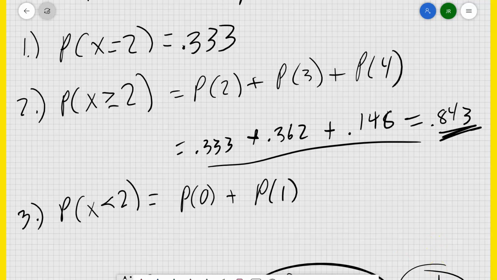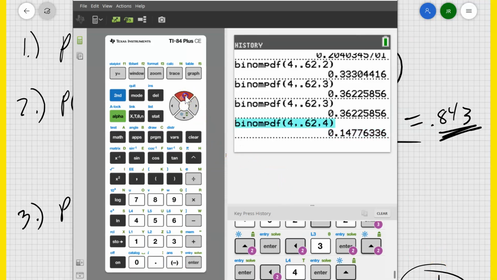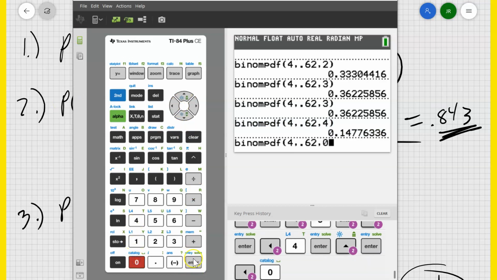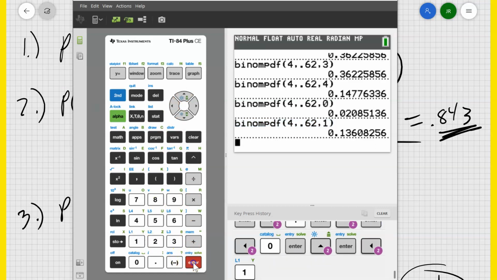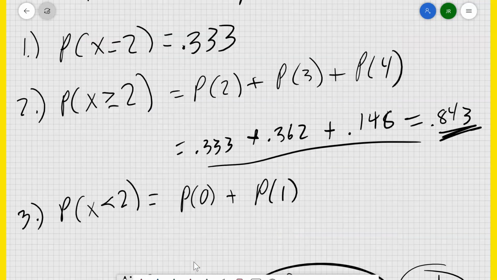So I'm going to go to my calculator. I'm going to do the same thing I did before, except I'm going to change X to a 0 and a 1. So 0 and 1. And I'm going to add those 2 together. I'm going to add the 0.0208 with the 0.136 to get the final answer of 0.157, basically. 0.157.